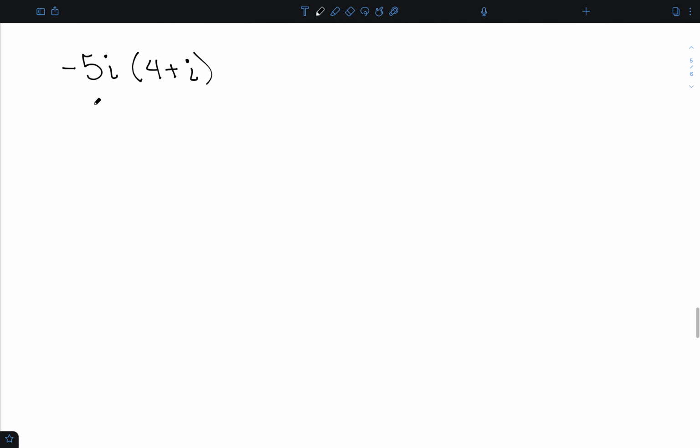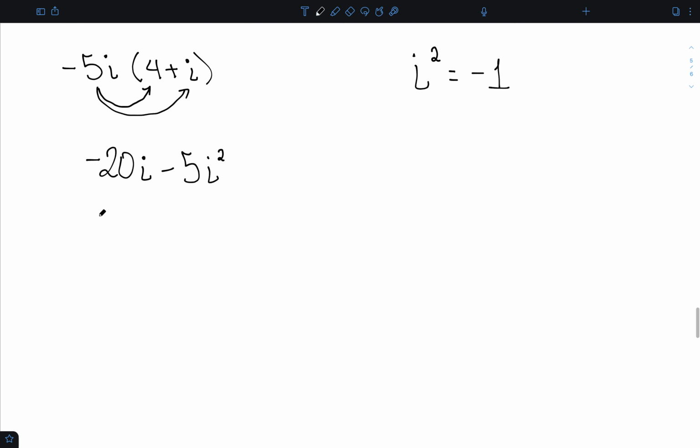Next, let's look at multiplying. We can multiply these as well. In this case, I would need to use the distributive property. -5i times 4 would be -20i. And -5i times i would be -5i squared. And for this, we have to remember the alternative definition for i, which was i squared is equal to -1. So we get -20i minus 5 times -1, or -20i plus 5.